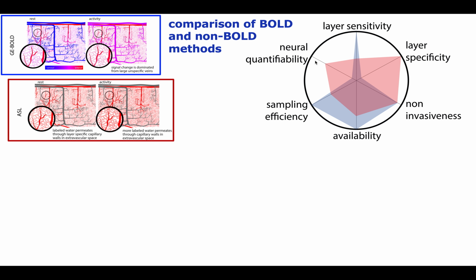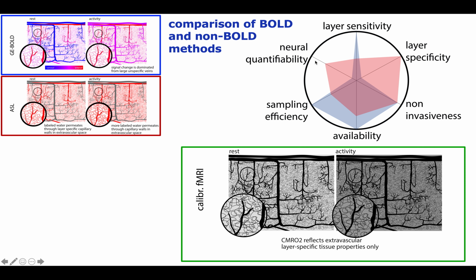Now for calibrated BOLD, we are not really sensitive to these vessels in the first place, or we believe that, but we are only sensitive to the oxygen consumption of the extravascular tissue, indicated here as the different gray values in the background. And that method really shines on the neural quantifiability because you can actually measure the oxygen consumption. However, all the other parameters are not the best. The specificity is only as good as the model.